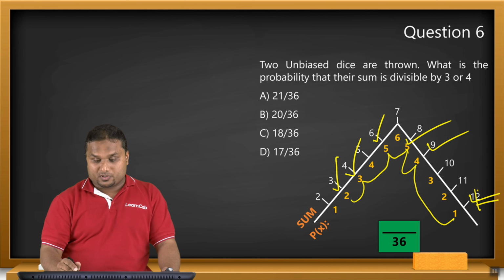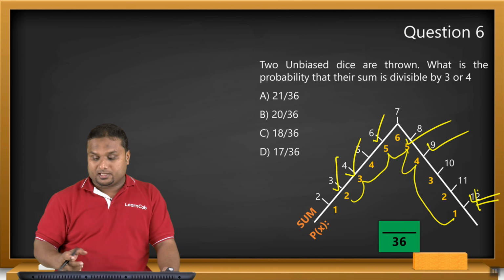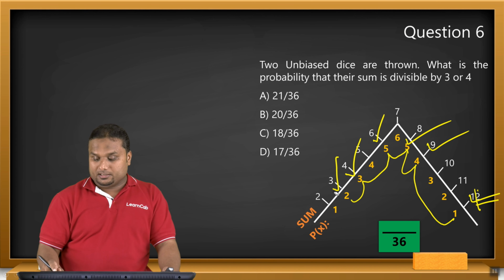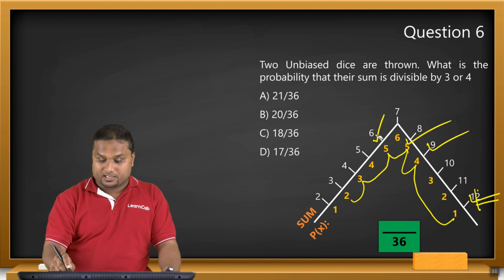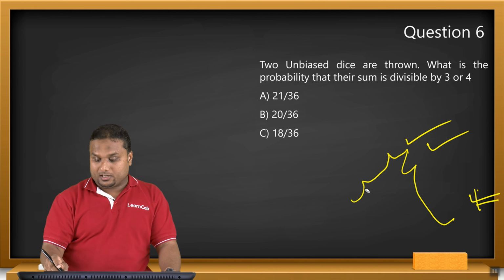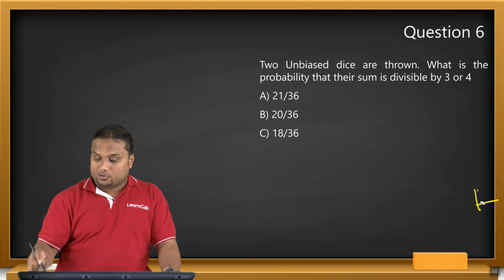Once again, divisible by 3 means it is 3, 6, 9, 12. Divisible by 4 means it is 4, 8, 12. So 3, 4, 6, 8, 9, 12. Okay, this question can be cracked a little bit faster with the help of some diagram as well. Let me explain how to crack this question a little bit faster.